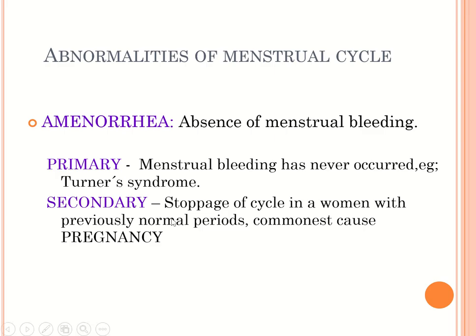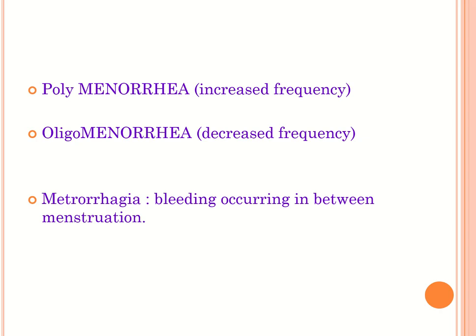One of the normal physiological causes I could tell is pregnancy, because throughout the pregnancy, 9 months, the menstruation will not happen. It's a kind of amenorrhea because of absence of menstrual bleeding, right? So primary amenorrhea means the bleeding has never occurred, meaning she has not attained menarche. That usually happens in genetic disorders like Turner syndrome. Secondary amenorrhea happens during pregnancy and some other abnormal conditions also.